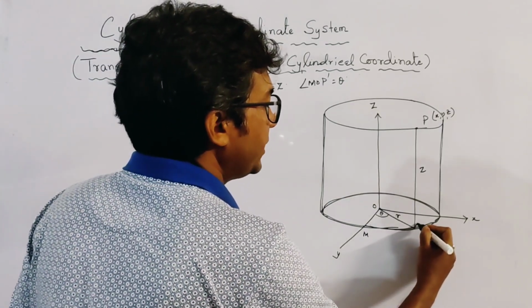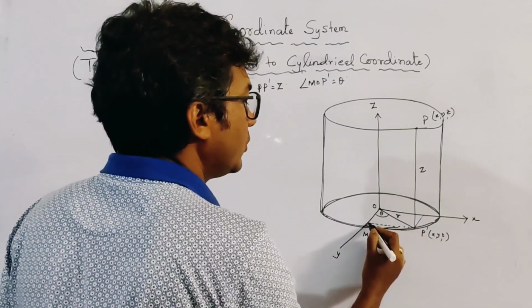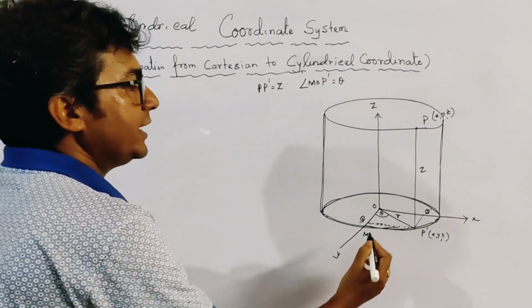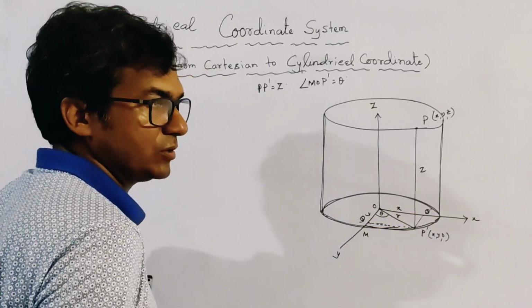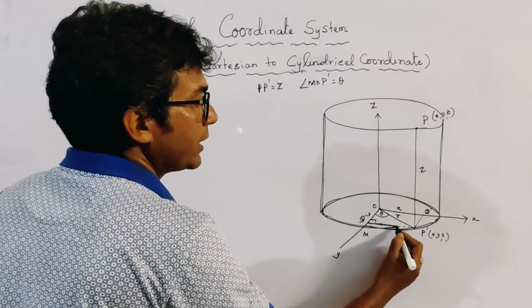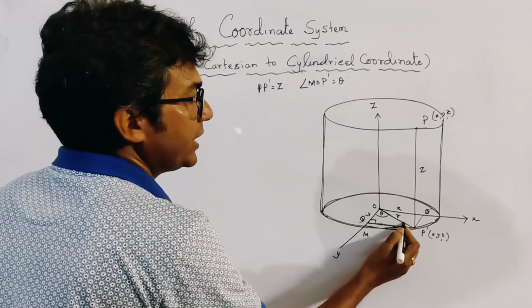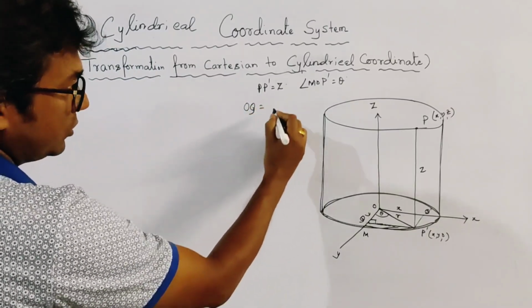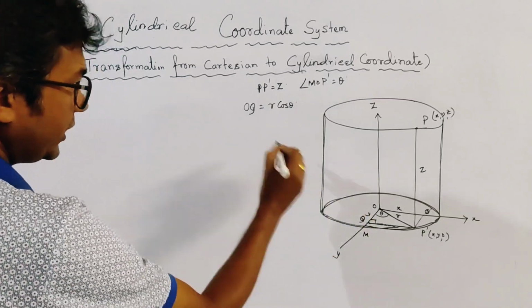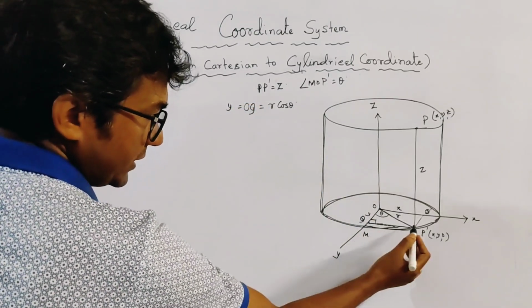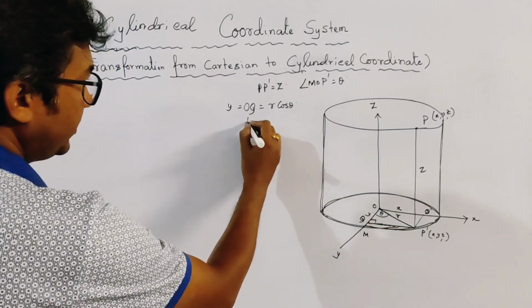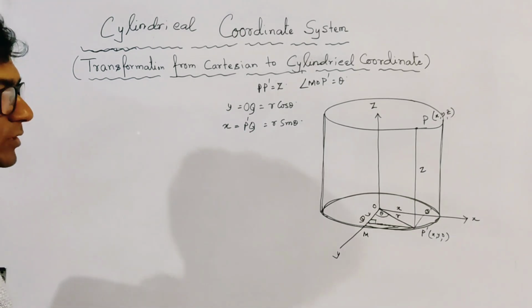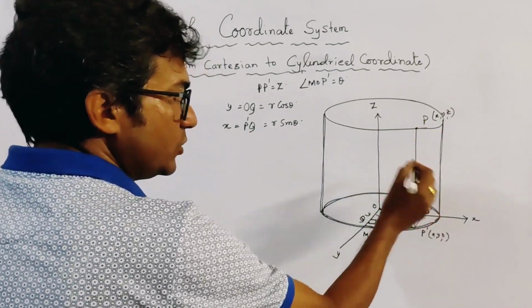Now we draw a perpendicular on the x-axis and a perpendicular on the y-axis. Clearly this is P', this is Q and this is Q', and it is seen that this is x and this is y. Since OP'Q is a right angle triangle with hypotenuse r, from this triangle we get the base OQ equal to r cos theta, which is x, and similarly the height P'Q equal to r sin theta, which is y, and it is already said that PP' is equal to z.